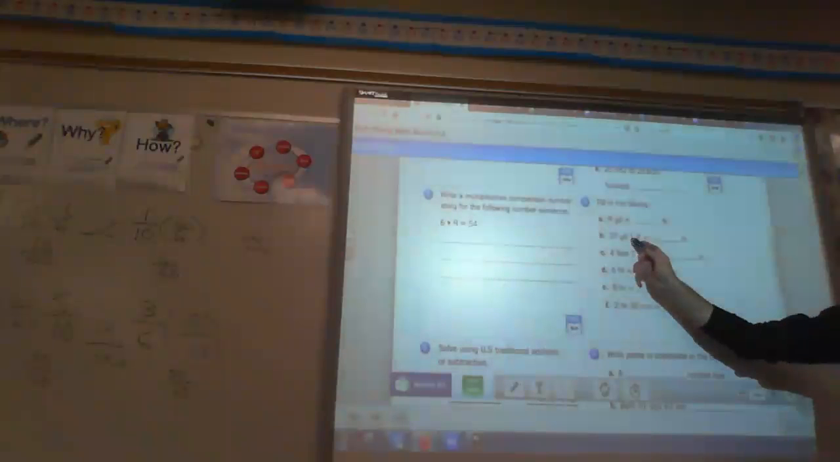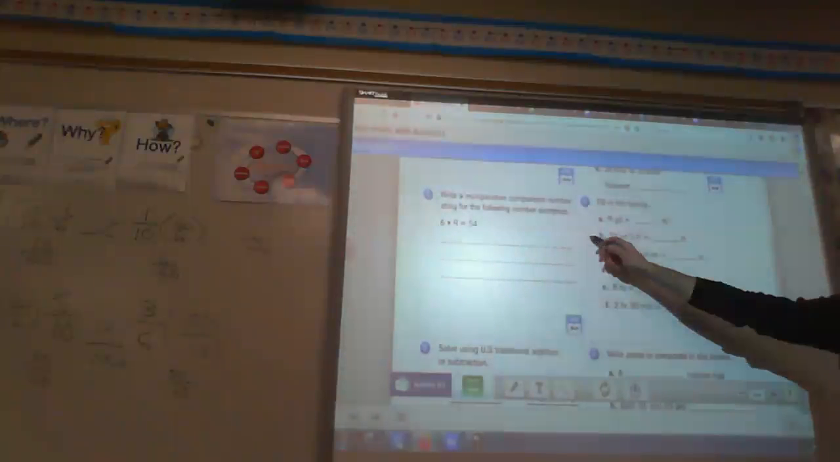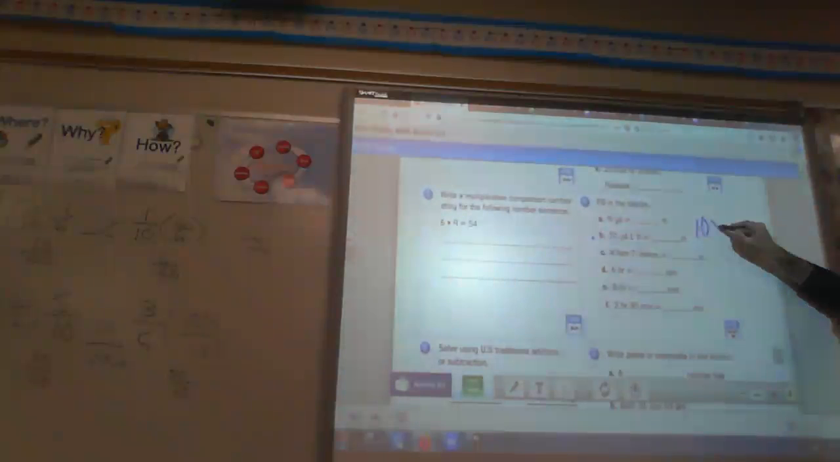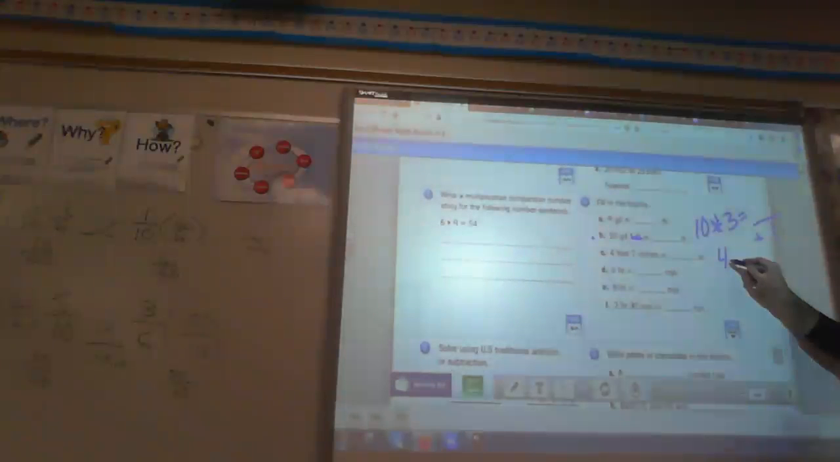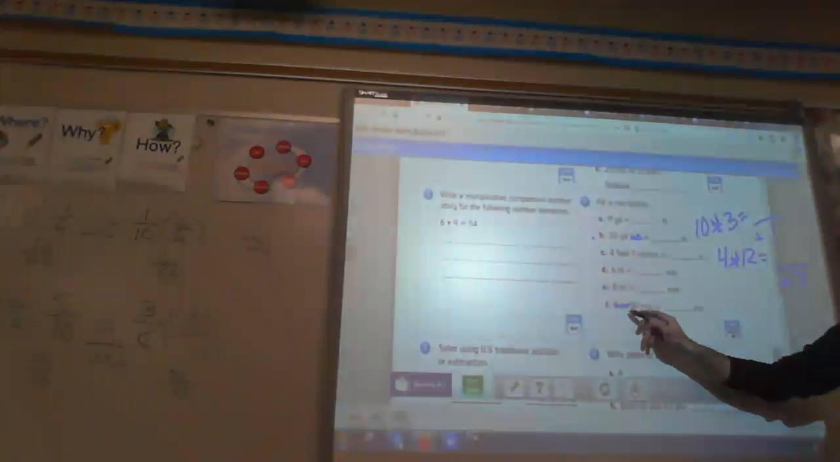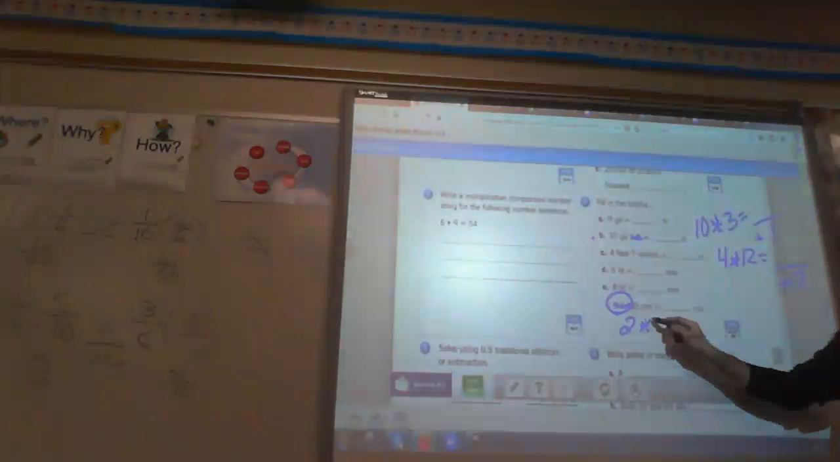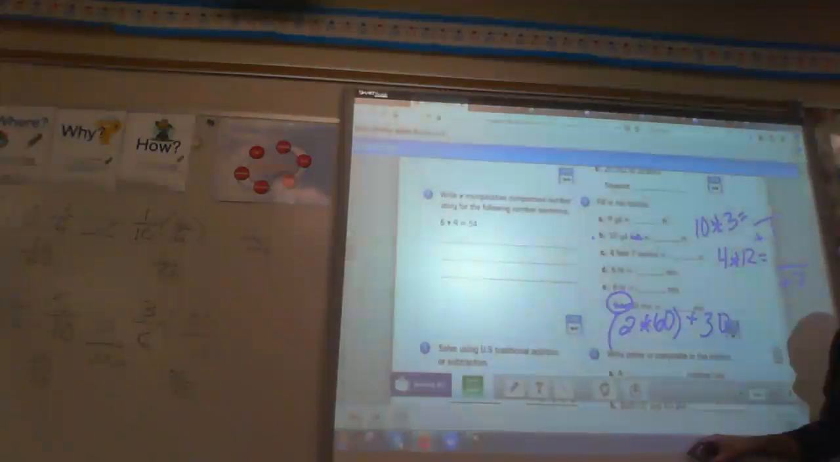Okay, on these, like letter B, you need to change your 10 yards into feet. So you go 10 times 3 and get your answer. Then you have 1 foot here, so you have to add 1. You guys understand that? On letter C, you have 4 feet. You need to change that into inches. That's 4 times 12. Get your answer, and then you need to add 7, right? Down here, you gotta change your 2 hours into minutes, so 2 times 60. Then add the 30. It's 2 steps.